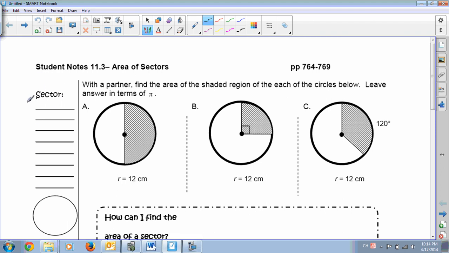A sector is a region inside a circle bounded by two radii.